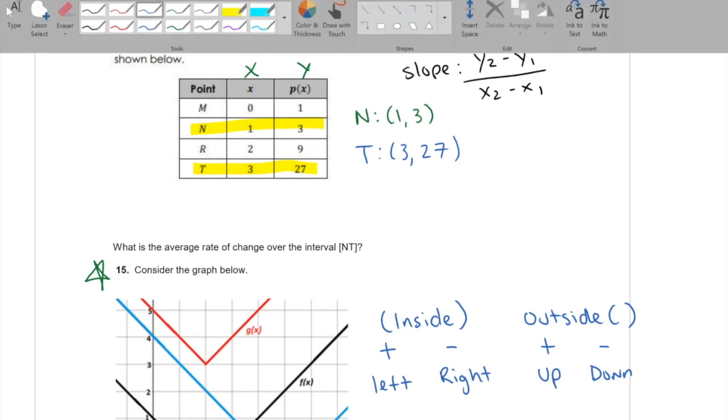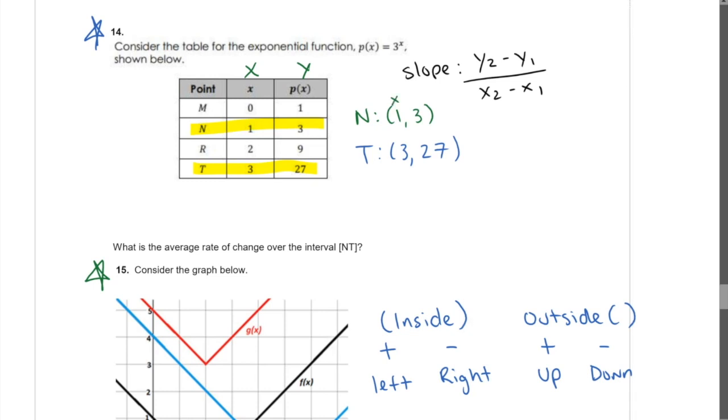I can go ahead and put my x and y's. So x, y, 1, 1, 2, 2. y2, that's 27 minus 3 over 3 minus 1. All right, 27 minus 3 gives us 24. And 3 minus 1 gives us 2. 24 divided by 2 gives us 12. So my slope, or my average rate of change, is 12.